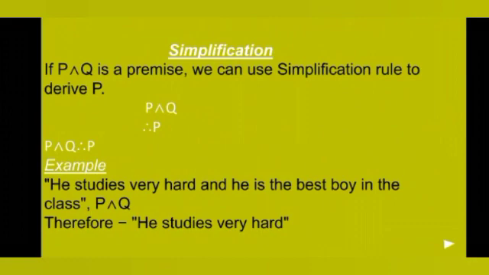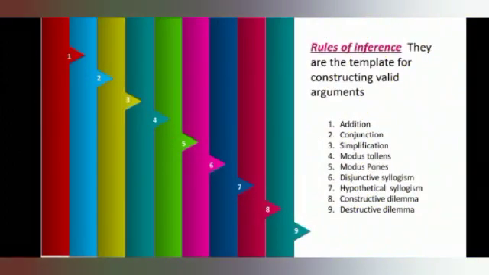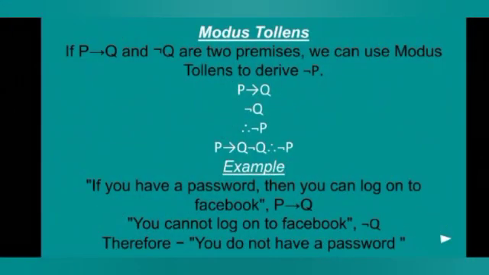And next rule is simplification. If P and Q is a premise, we can use the simplification rule to derive P. Here P and Q, therefore P. If P is true and Q is true, therefore P is also true. For example, he studies very hard and he is the best boy in the class. Therefore, he studies very hard.